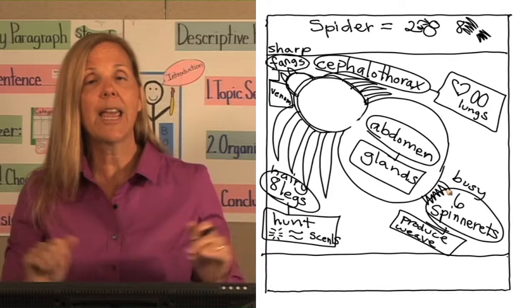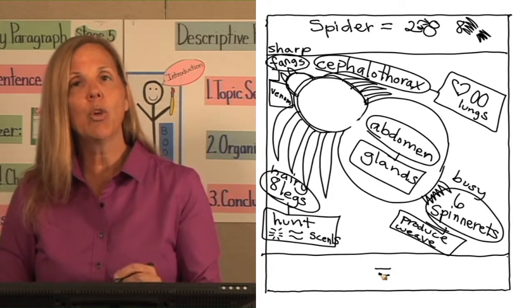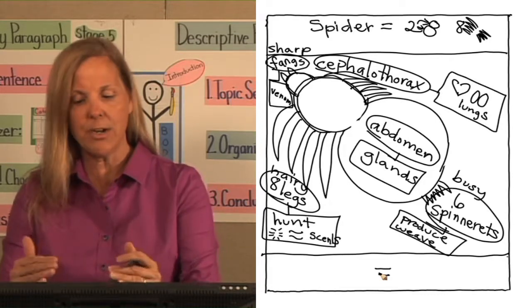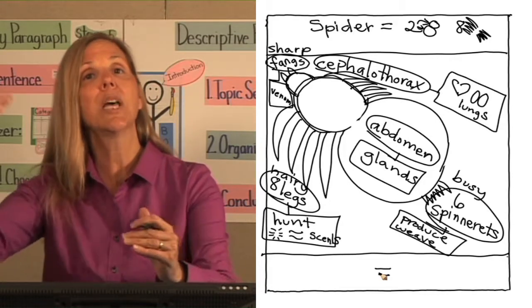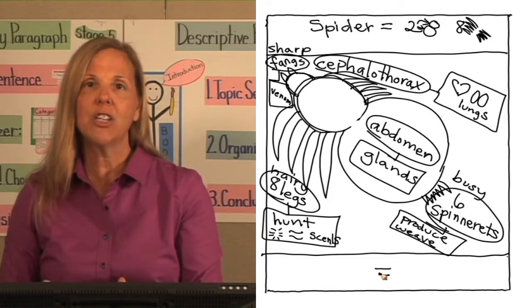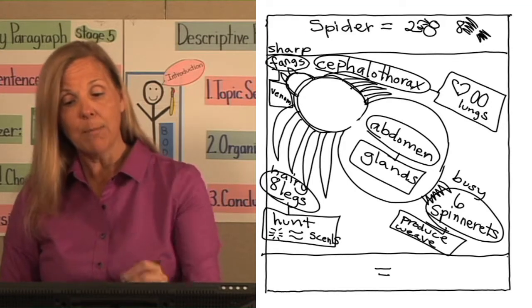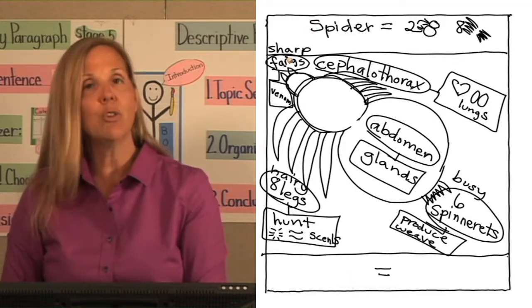We're going to finish with a conclusion. On the bottom, we'll put our equal sign, and we'll go back up and remind our reader in this conclusion, what was the big idea? What were we talking about? So we're going to have a definition again, because what are we going to do? We're going to end this paragraph, this description, by repeating that big idea, but we want to use different words.